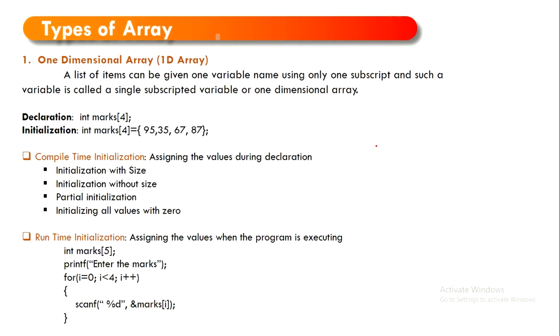Now let's understand what the different types of array are. We have one-dimensional array, two-dimensional array and multi-dimensional array. For now, let's begin with the one-dimensional array. As you can see here, a list of items can be given one variable name using only one subscript. That means it has only one index in it. This is why it is called a one-dimensional array. Here, if you observe, we only have the data in one dimension. That means we only have column data.